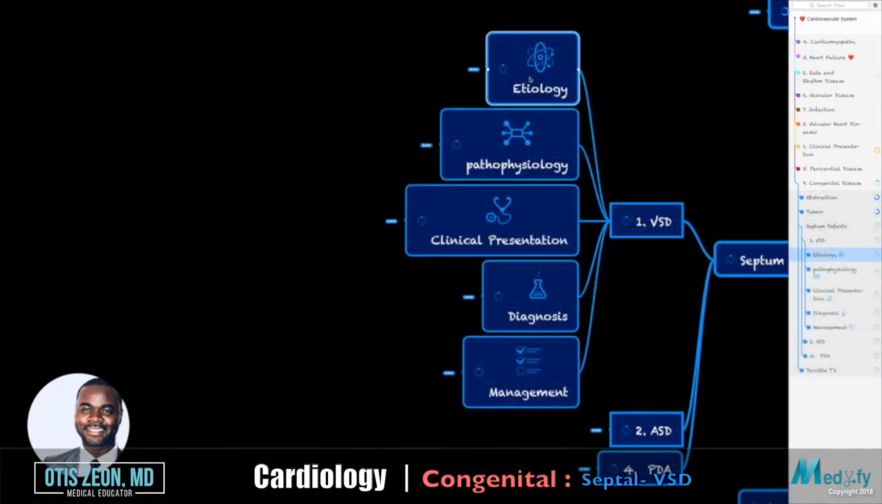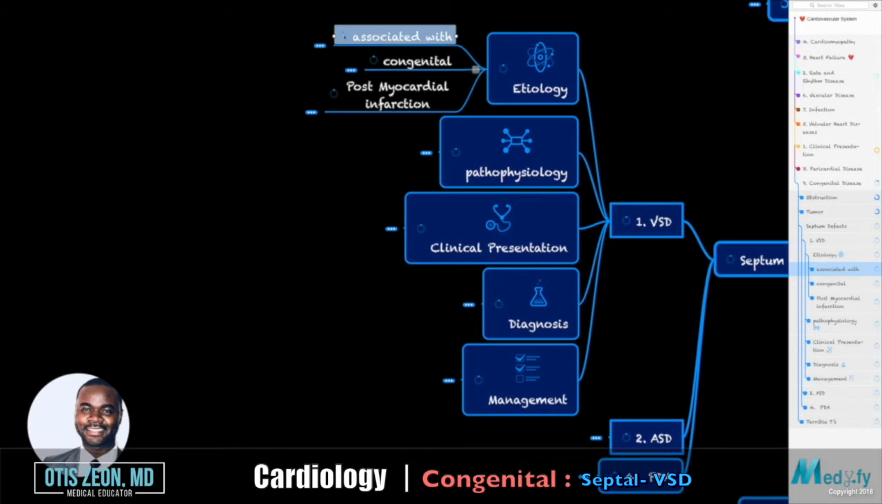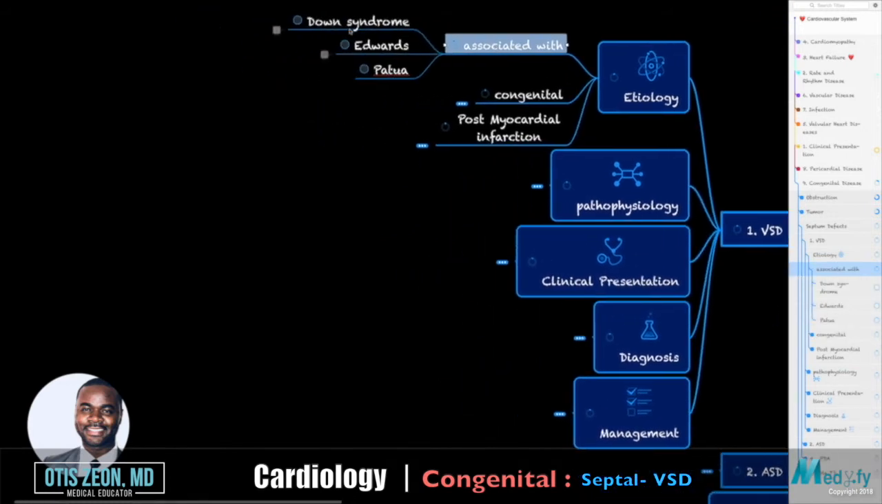VSD is the number 1. So the most common etiology for VSD is usually associated with Down syndrome, Edwards syndrome, and Patau syndrome. These 3 trisomies are important. Down syndrome deals with trisomy 21. Memorize that. Edwards syndrome deals with chromosome 18. Memorize that.